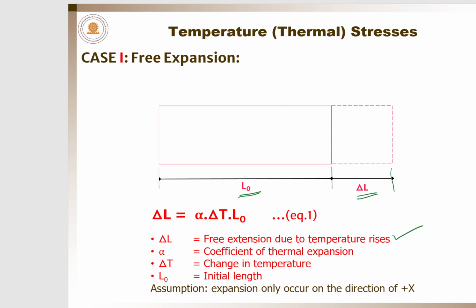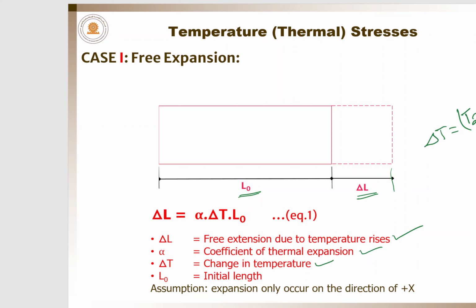This alpha is the coefficient of thermal expansion. This is the property of the material. Delta T is the temperature change. Initial temperature is T1, final temperature is T2, which means I can say delta T is equal to T2 minus T1. This is your delta T.